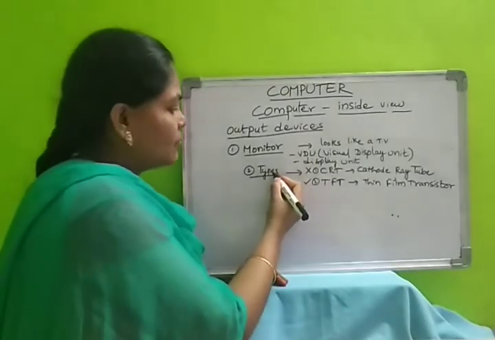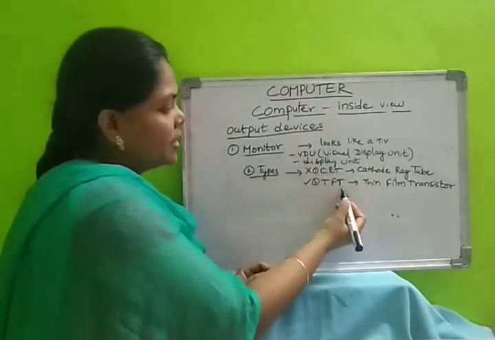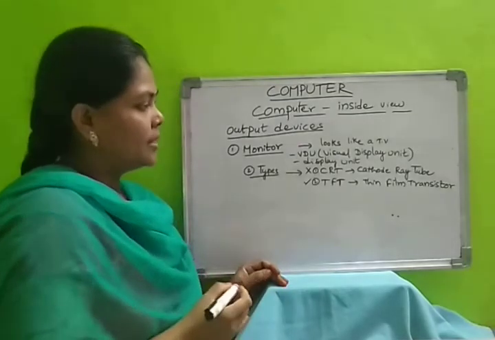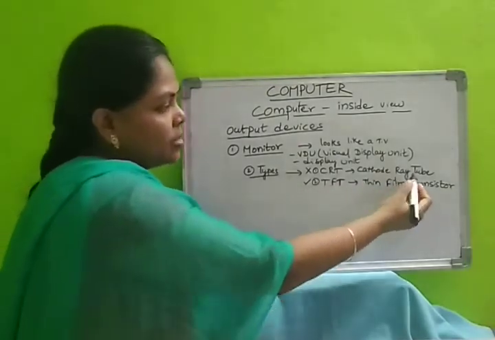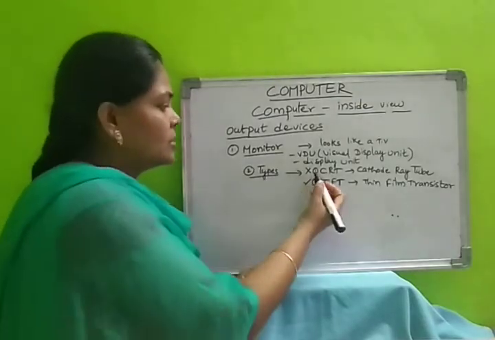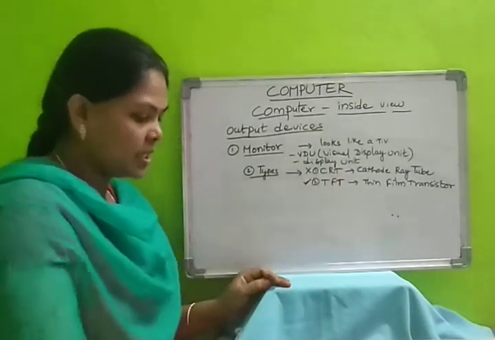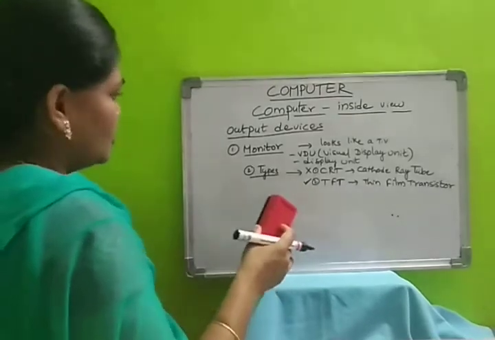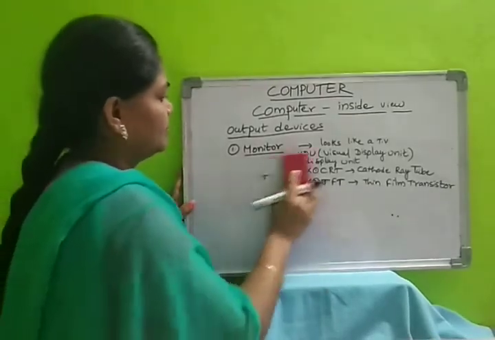2 types of monitors are there. CRT monitors and TFT monitors. CRT, cathode ray tube monitor. TFT, thin film transistor monitor. So nowadays we are using TFT monitors. CRT monitors we are not using.